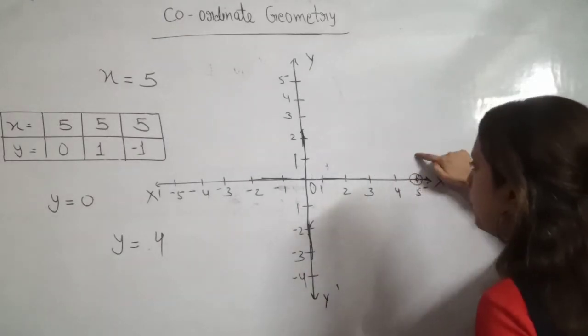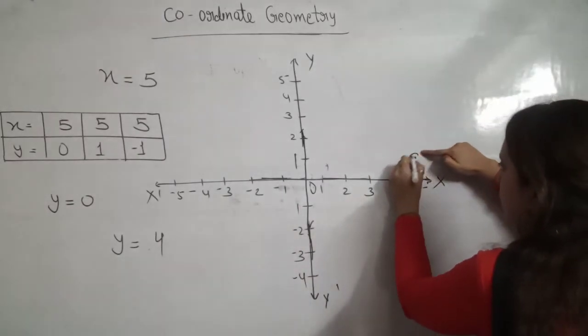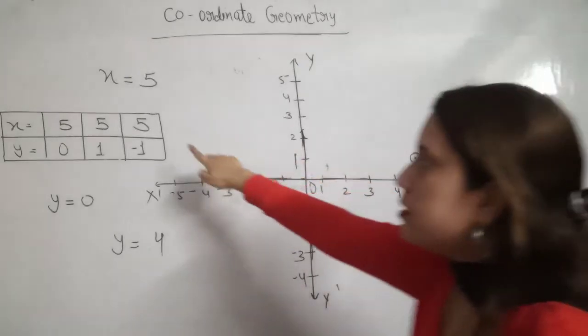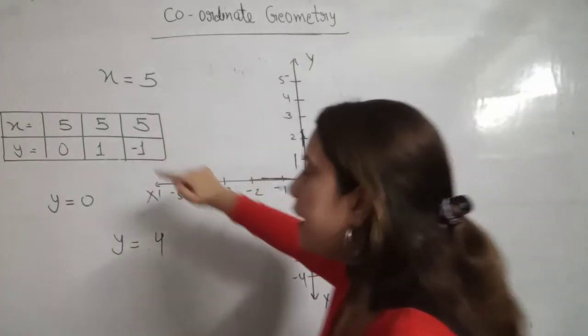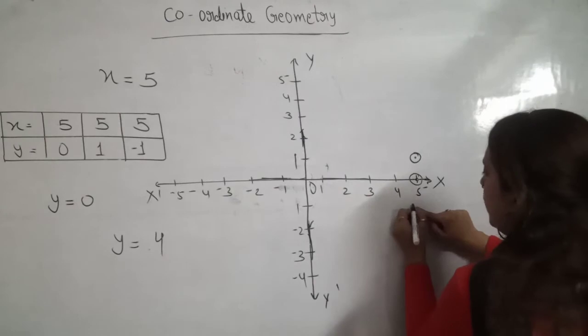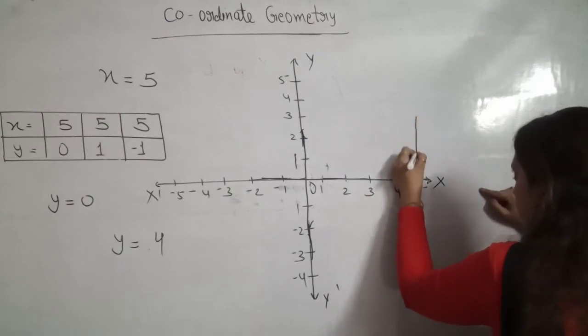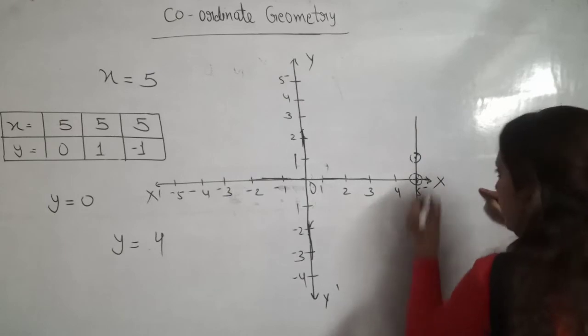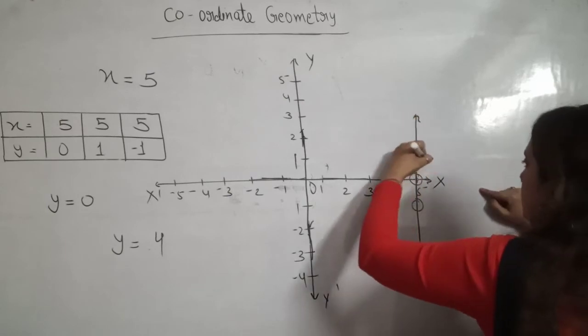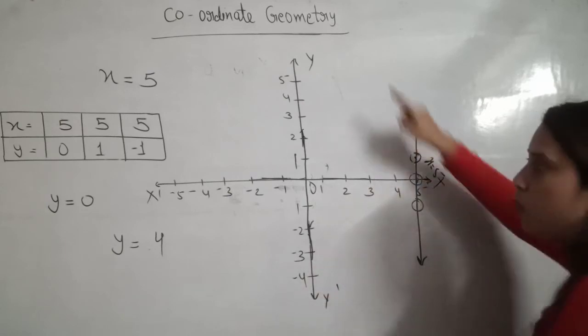Second, x is 5, y is 1. x is 5, y is positive 1, so it will be upward 1. Next, x is 5, y is minus 1. This is the equation of a line that is parallel to the y-axis. x is equal to 5 is parallel to the y-axis.